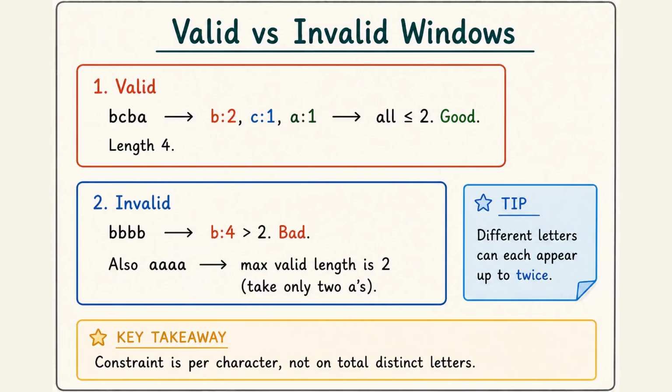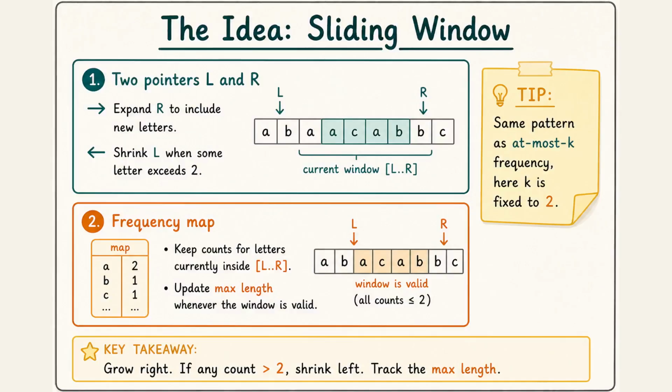Tip: different letters can each appear up to twice. The rule is per character, not on how many distinct letters you use. The idea is a sliding window with 2 pointers, left and right, plus a frequency map. Expand right to include new letters. When some letter's count goes above 2, shrink left until the window is valid again. Whenever the window is valid, update the maximum length. This is the same pattern as at most k frequency problems, with k fixed to 2.